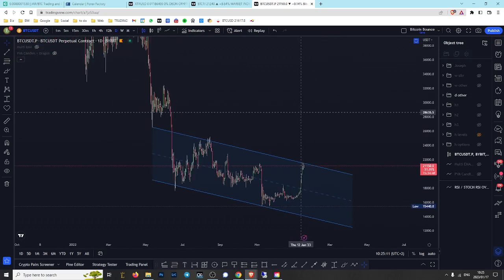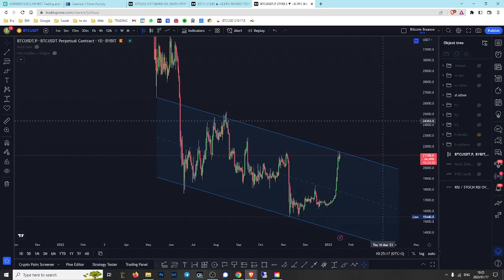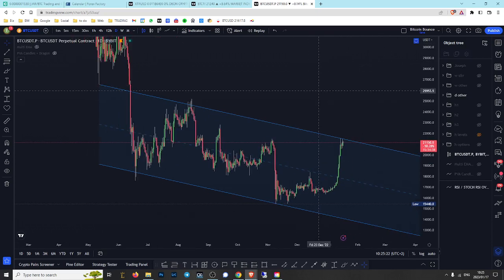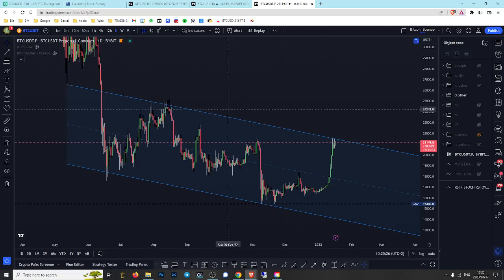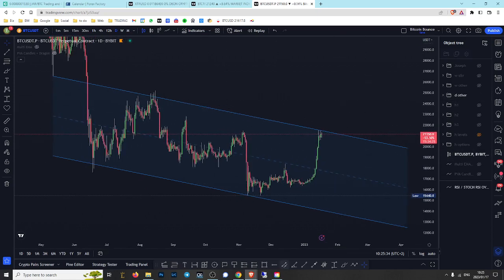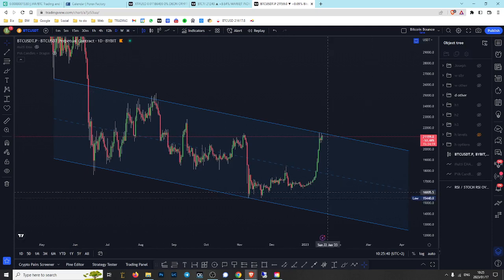So getting back to Bitcoin, on the daily I found this channel. I'm starting to use these more and more. They are insanely accurate once you find a good channel, and they seem to just pop up everywhere all the time. Looking at this one, you've got the top and the bottom, and if you draw it up with the parallel channel tool in TradingView, it also does this middle line.